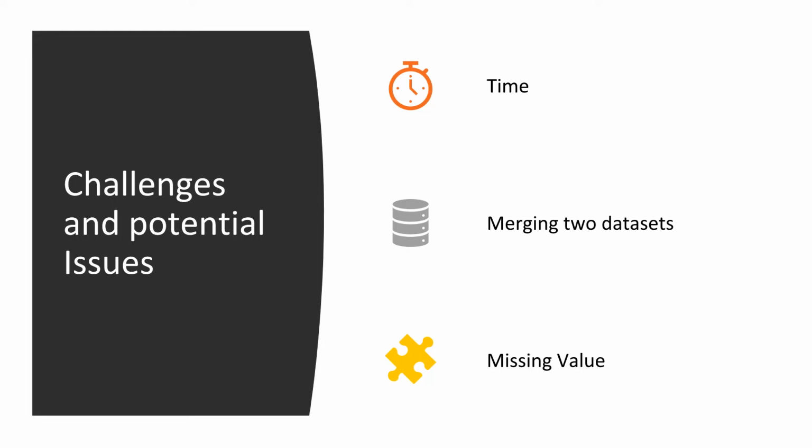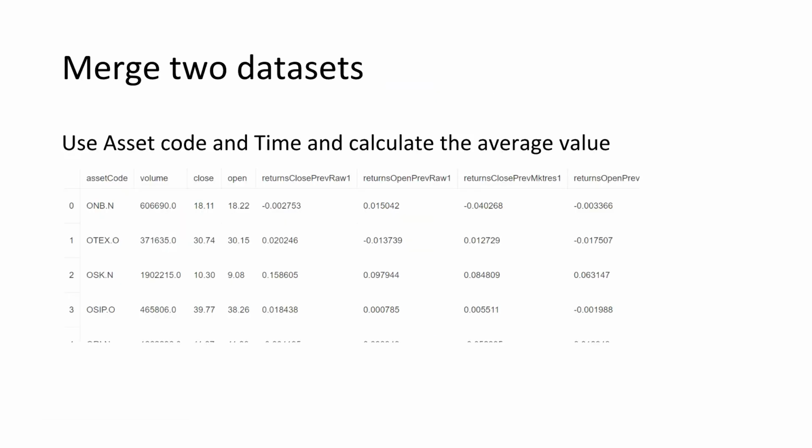So after that attempt, we put the two data sets together. To link them, we use the asset code and the time to combine the market data and news data. Further, we can build a model. And we calculate the average value in the news data so that we got this whole data set. And Archer is going to talk about the modeling in the next step.